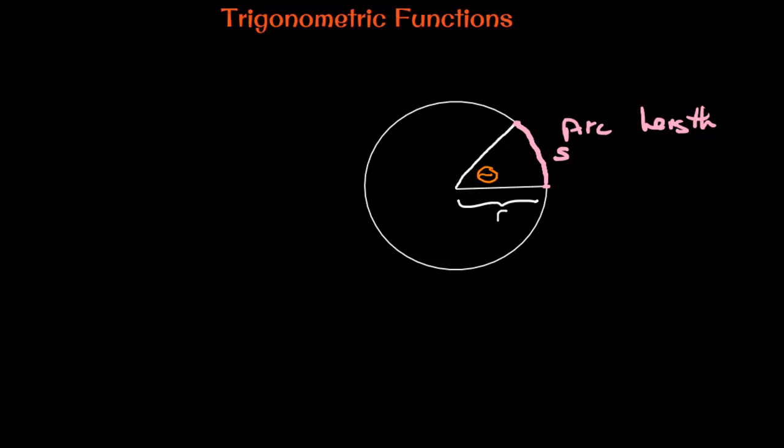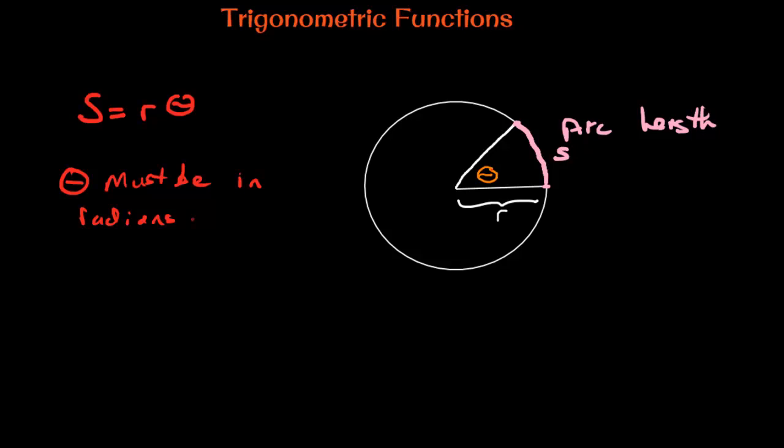So we can make a relationship here. We can calculate the arc length S by taking the value of r, the radius, and multiplying it times the angle that's created, theta. But theta must be in radians. That begs the question, what is a radian? How do we identify or define a radian?